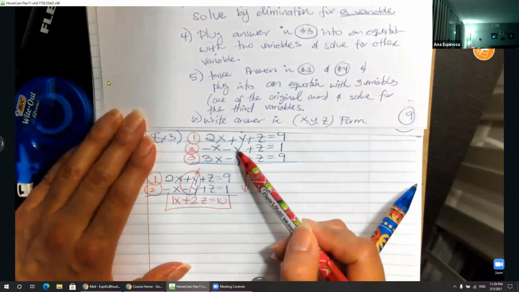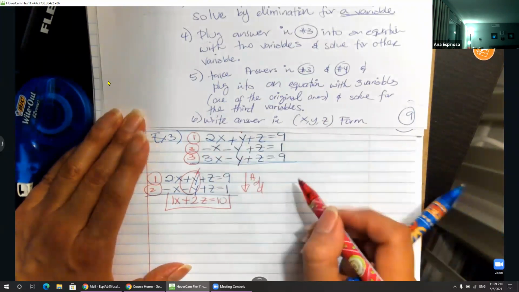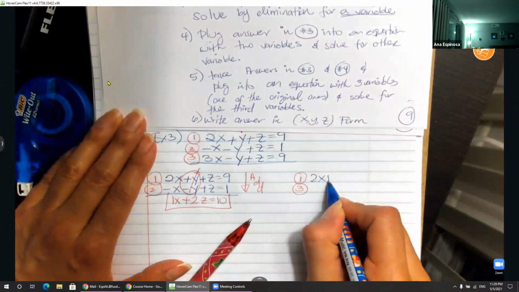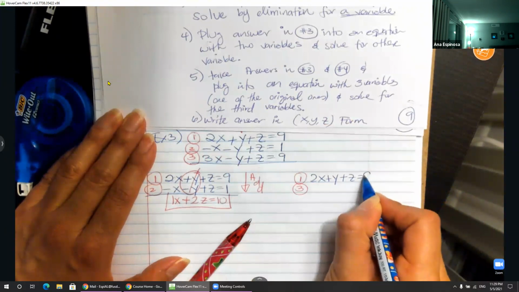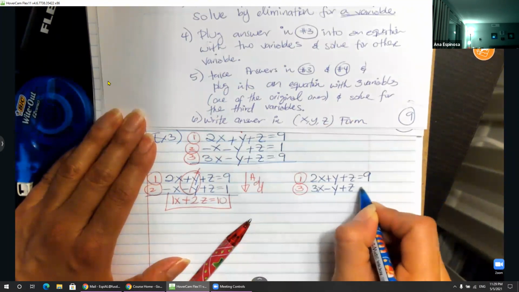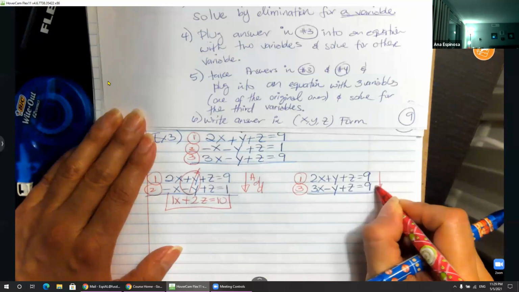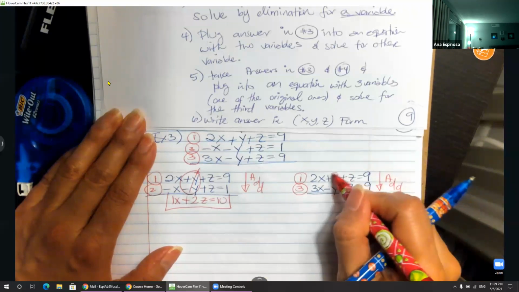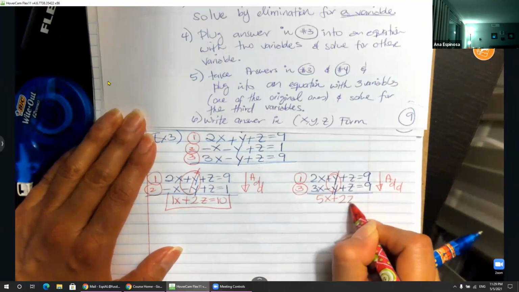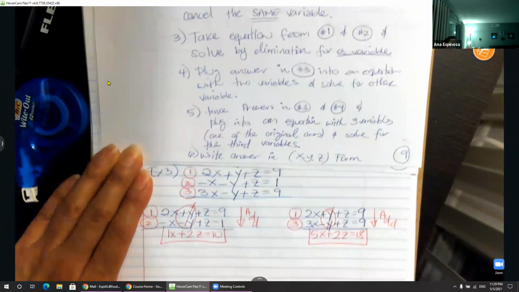I'm going to take two that are opposites. If I take 2 and 3, these are not opposites. But if I take 1 and 3, those are opposites. I'm going to write them here, 1 and 3. So that's 2x plus y plus z equals 9. 3x minus y plus z equals 9. Okay. And I add down. It gives me 5x plus 2z equals 18. And I stop. That's as far as I can go there.